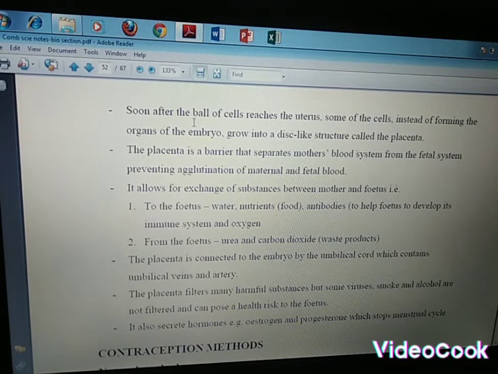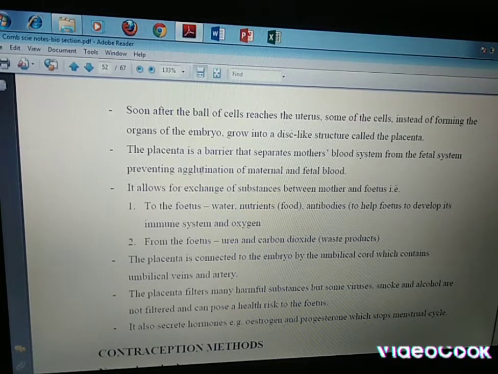So take note, soon after the ball of cells reaches the uterus, some of the cells, instead of forming the organs of the embryo, grow into a disc-like structure which we call the placenta. The placenta is a barrier. It separates the mother's blood system from the fetal blood system, preventing agglutination of maternal and fetal blood. Their bloods may actually react since they are two different individuals, so they are separated by a placenta.